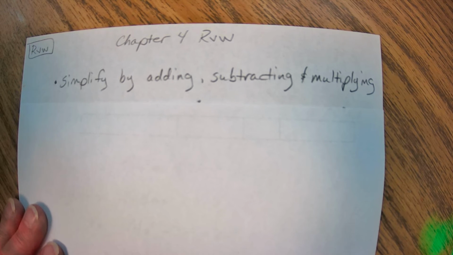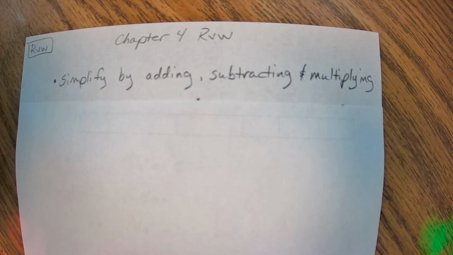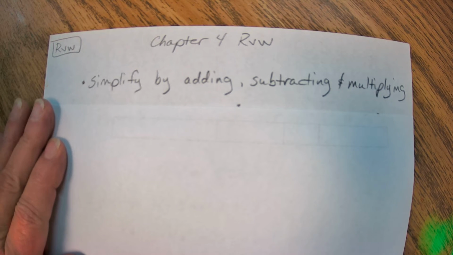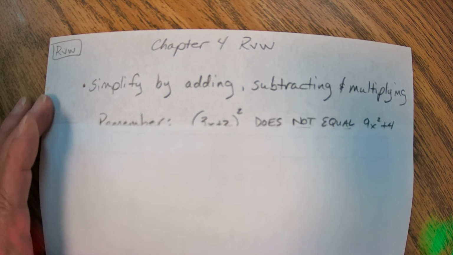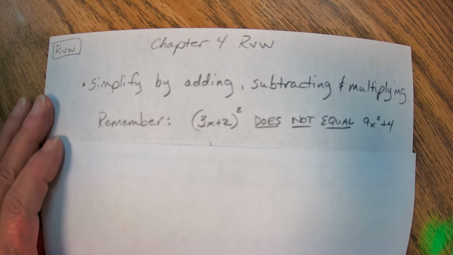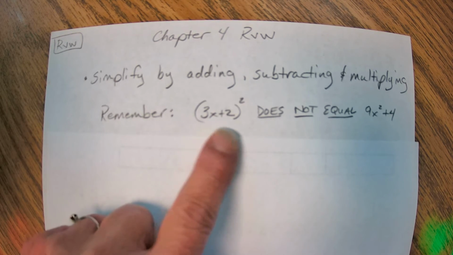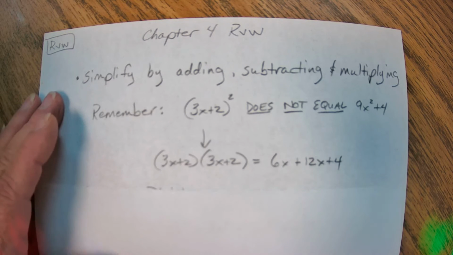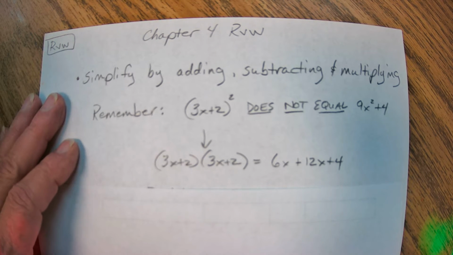Okay, this is college algebra chapter review, things that will be on the test. So the first thing obviously is adding, subtracting, and multiplying polynomial functions. Please remember that when you square a binomial, you don't get another binomial. You get a trinomial.